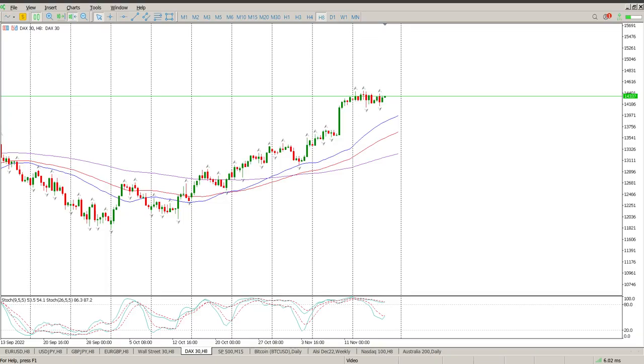We do have options expiry happening today, and we also got a short week next week in the US with Thanksgiving. So it probably explains why we're ranging. We've got the Fed minutes coming out next Wednesday as well.